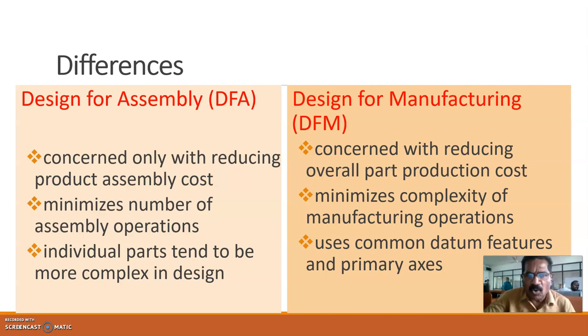DFA is more concerned with reducing the product assembly cost. It minimizes the number of assembly operations. Individual parts tend to be more complex in design, and they tend to bring down the complexity. But design for manufacture focuses more on reducing the overall production cost. It minimizes the complexity of the manufacturing operations, and probably it is also using common datum features and the primary axes.